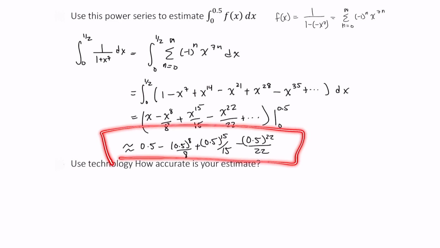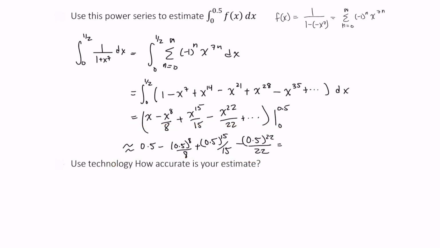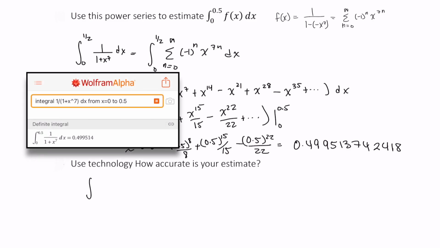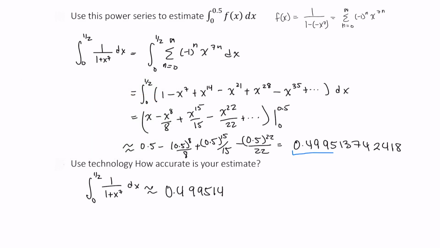Please take a moment, pause your video, and put this into your calculator. Okay, you should have gotten this value right here. Now, using a different technology, in my case, I used Wolfram Alpha, we have the integral from 0 to 1/2 of 1 over 1 plus x to the 7th dx is about 0.499514, and we can see that this is pretty accurate up to 6 decimal places. Look at that. 499514 if we round.